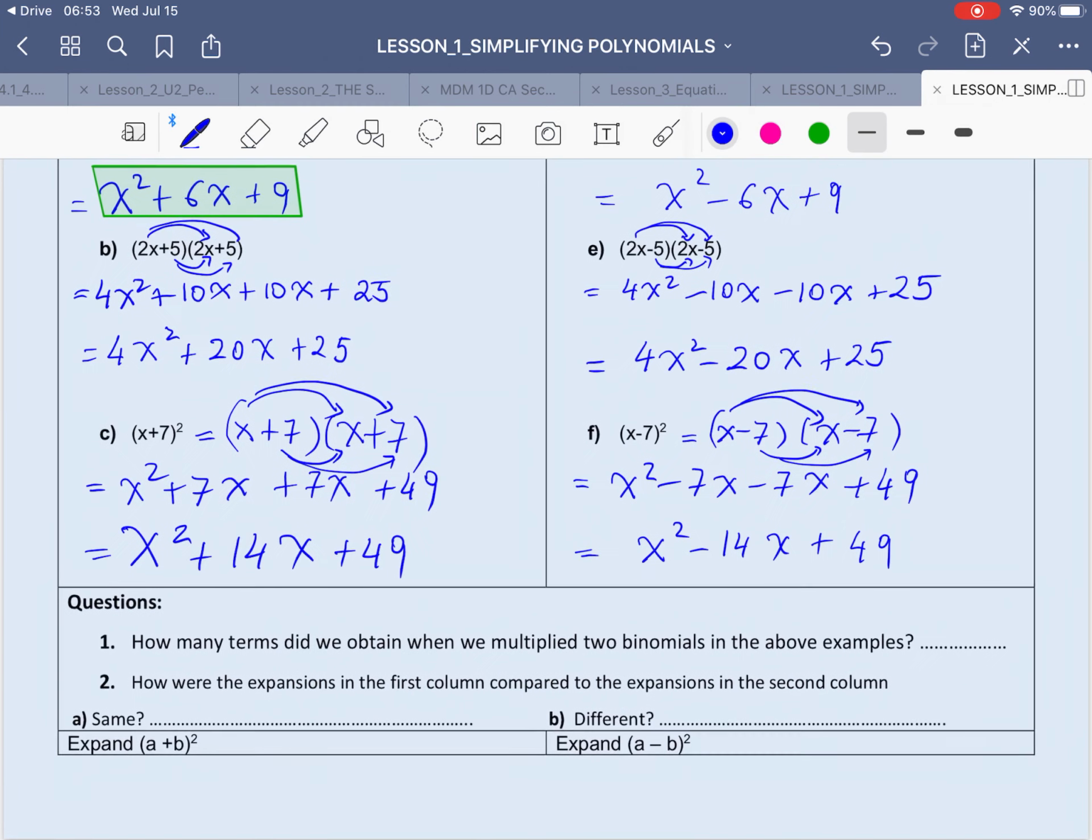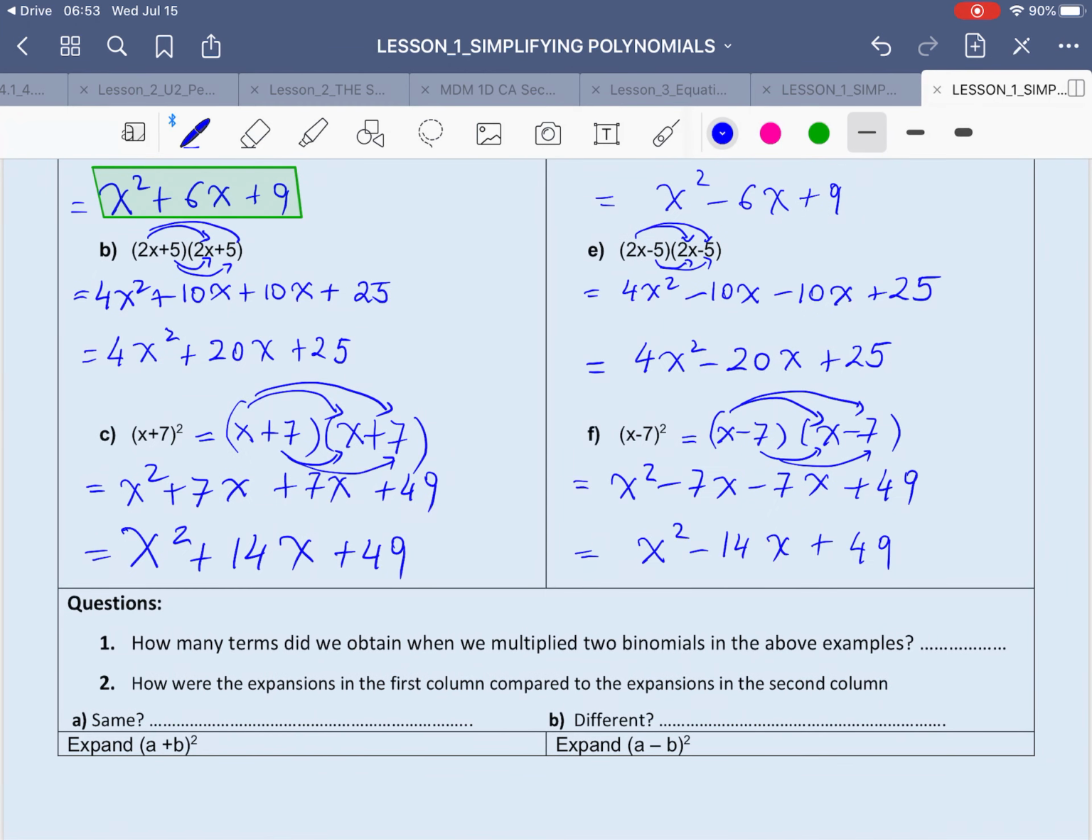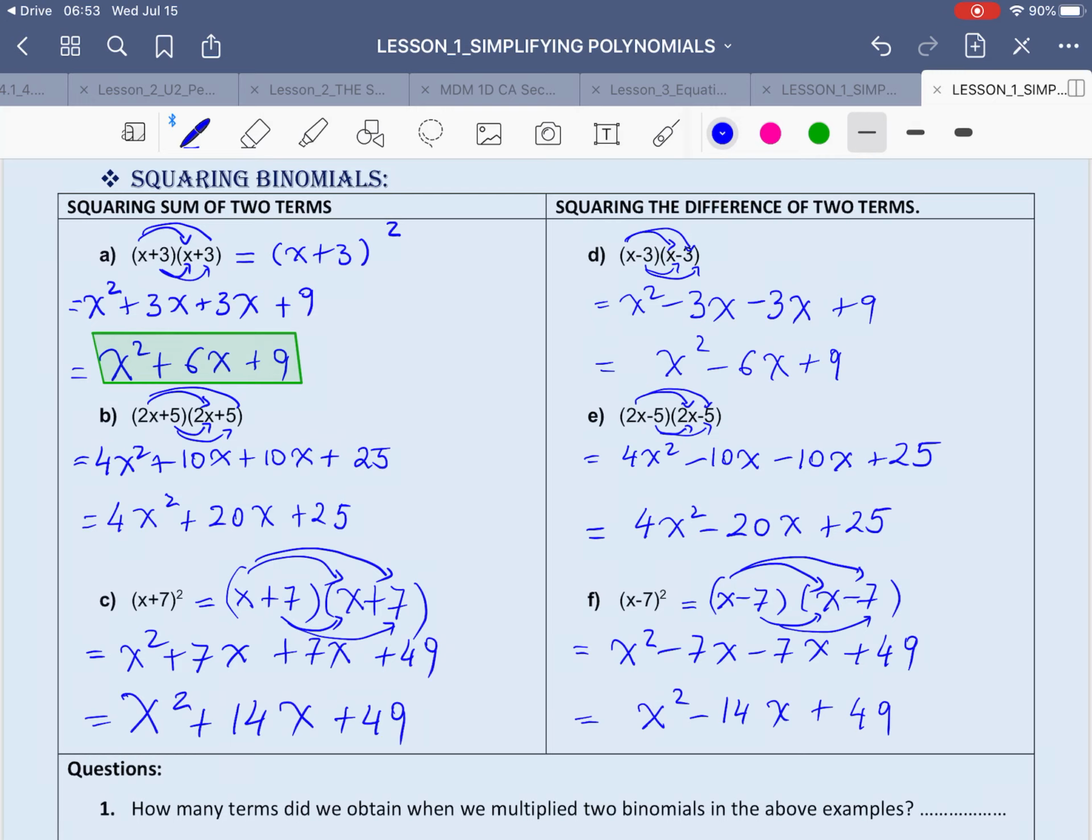And we want to answer some questions here. How many terms did we obtain when we multiplied two binomials in the above examples? So when we had the square of a binomial, which is multiplication of two binomials, we got 1, 2, 3 terms. Great. So in all the multiplications above, we got 3 terms. So we're going to write in here that we got 3 terms.